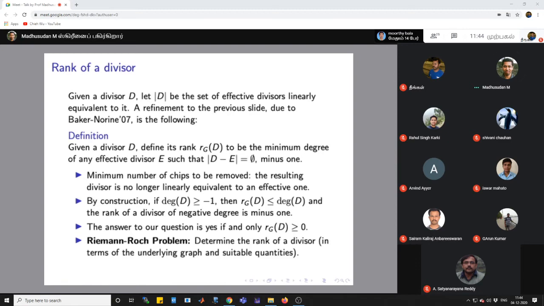So this is somehow a refinement of our question, and a basic problem here is what is called the Riemann-Roch problem. Again, I'll explain the terminology in a moment, but let's look at the problem. The problem is to determine the rank of a divisor in terms of the underlying graph and suitable quantities. I'll leave it vague because it depends on the divisor. You can't expect it to just depend on the graph, but it also depends on the divisor. So the question is to find suitable quantities that give a very good formula for the rank. This is generally the flavor of the Riemann-Roch problem. Any questions on this so far?